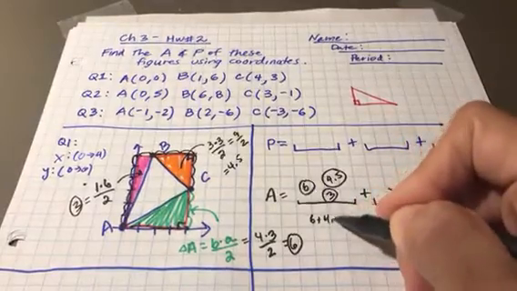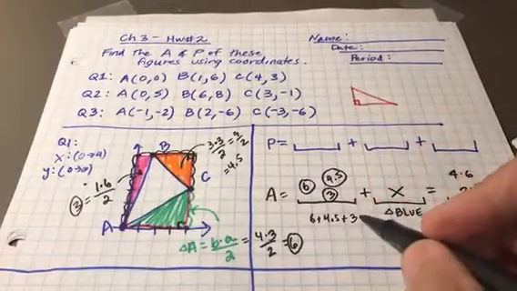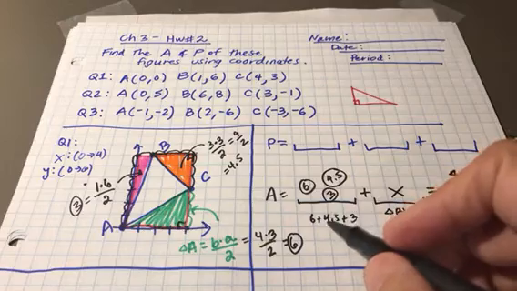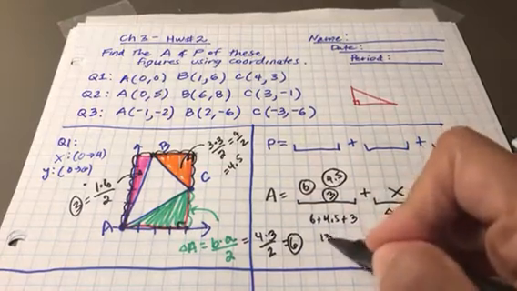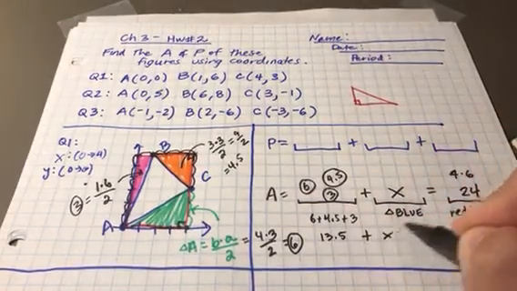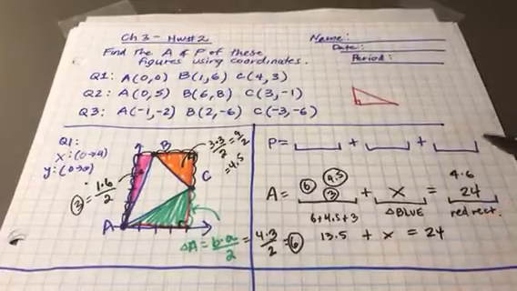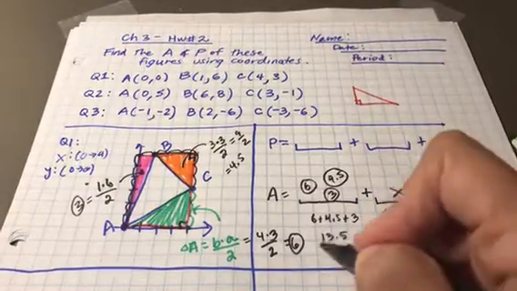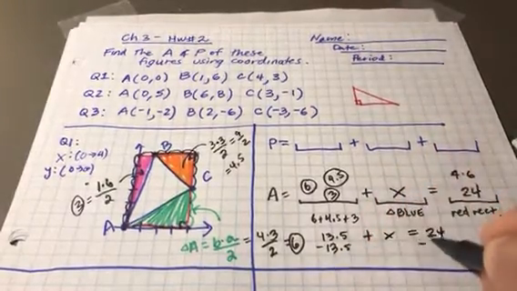So I have 6 plus 4.5 plus 3, so that'd be 9 and 4 makes 13 halves. So 13 halves plus x would equal 24. And I'm just going to subtract 13 halves on both sides.